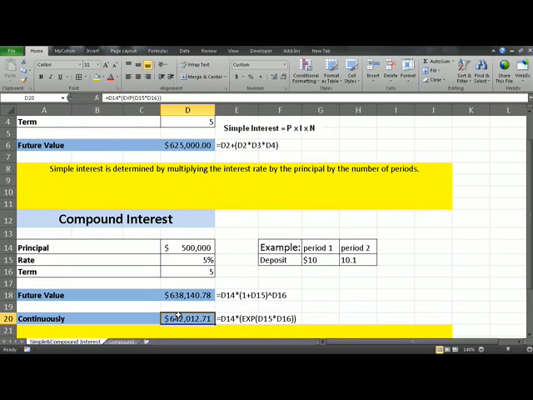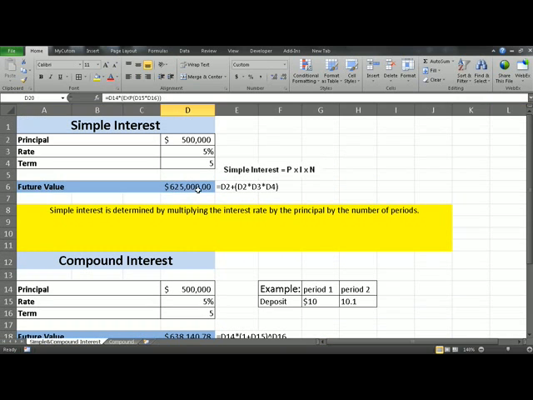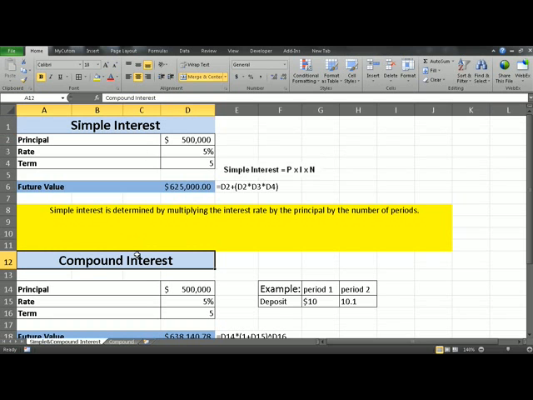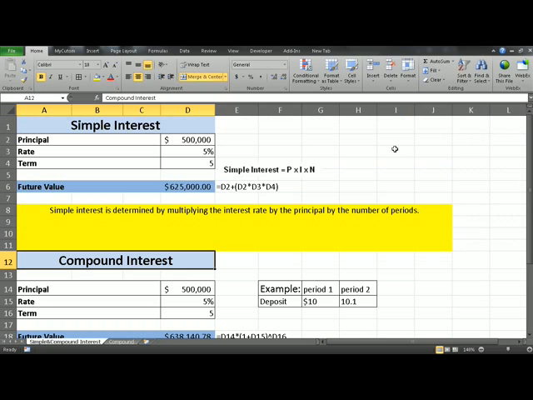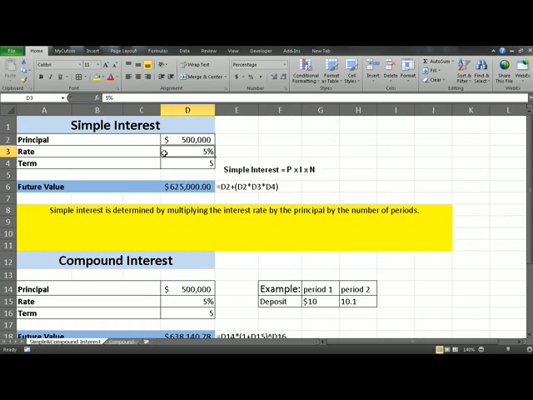As you can see, continuously compounded interest is the highest figure because here the interest is compounded continuously. The takeaway from this video is to be aware of the differences between the types of interest rates that I've discussed here, and when doing your financial analysis, take care and be able to understand the outcome of different interests that might have on your day-to-day business activities.